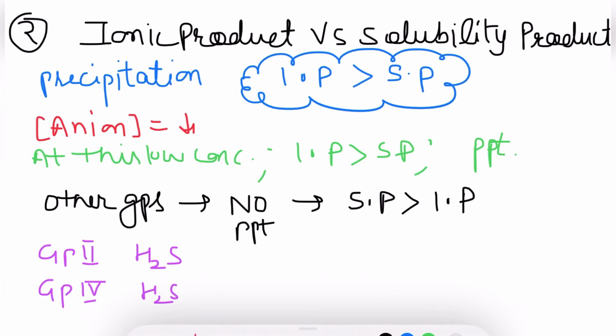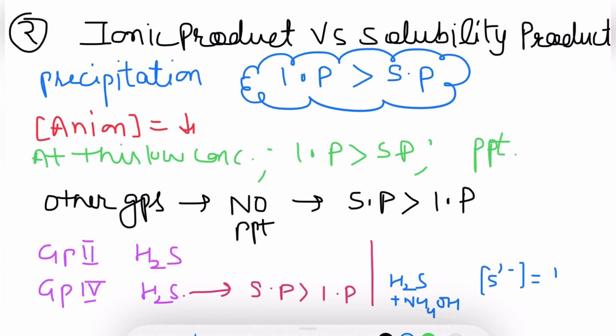So in case of group 2, group 4 radicals are not precipitated there, which means that at that time their solubility product is more than the ionic product. But when we add H2S gas in the presence of ammonium hydroxide, in an ammoniacal solution, it results in an increase in concentration of sulfide ion, which is sufficient to precipitate group 4 radicals.